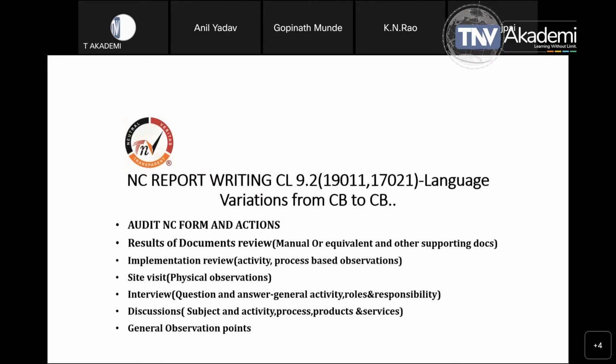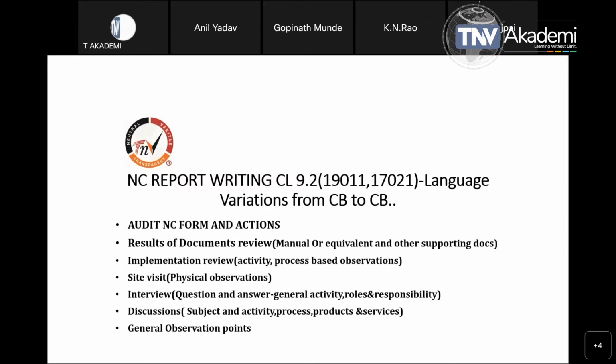And maybe after the second or third surveillance, when the tender purpose is over, he will drop the certification. Most of the cases of dropping certifications are because the auditors have not gone into discussion of these subjects. Then general observation. You get a lot of highly interesting NC format points from general observations.